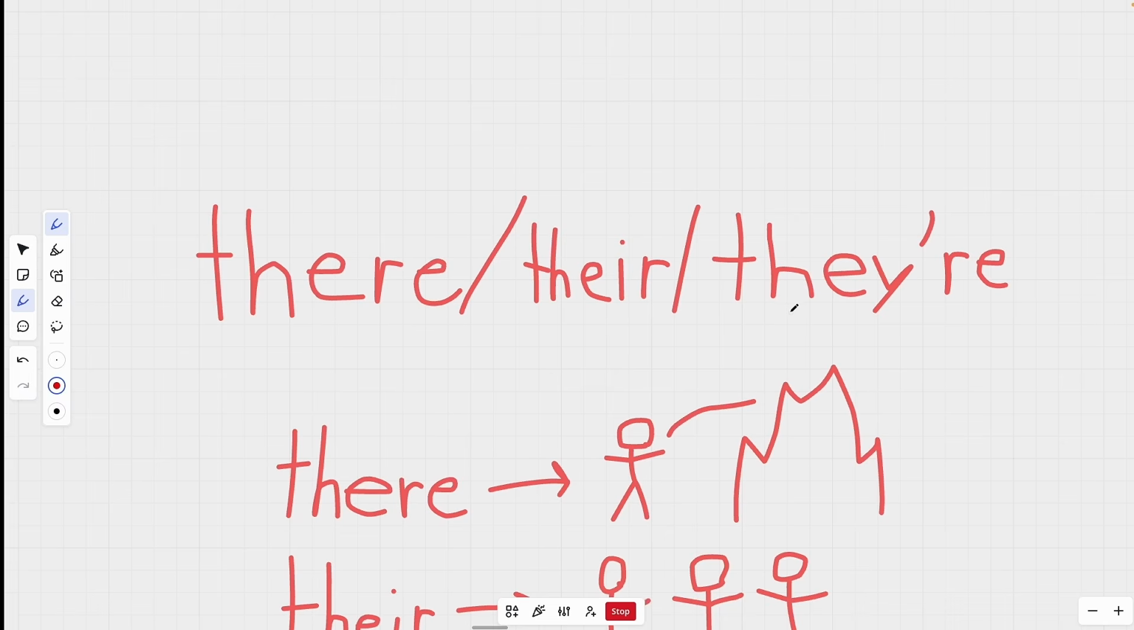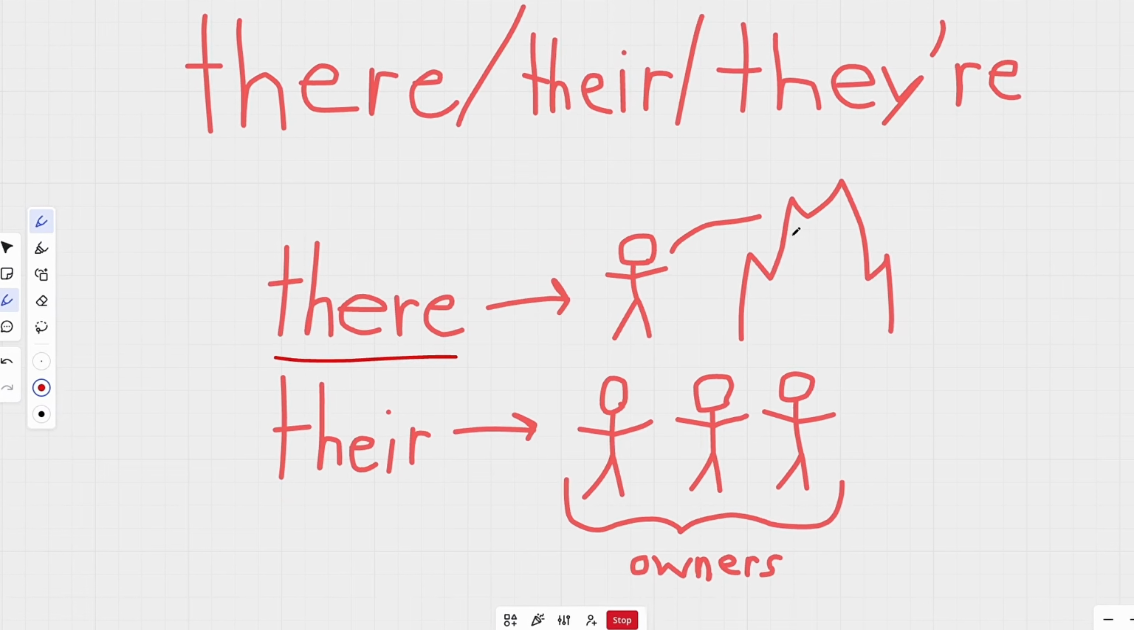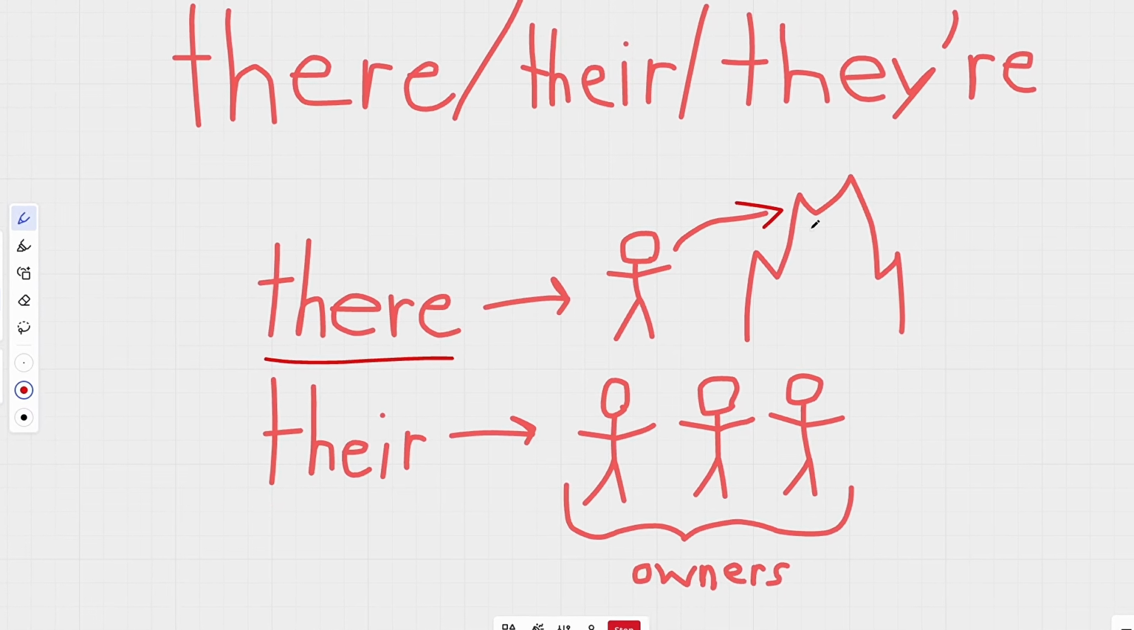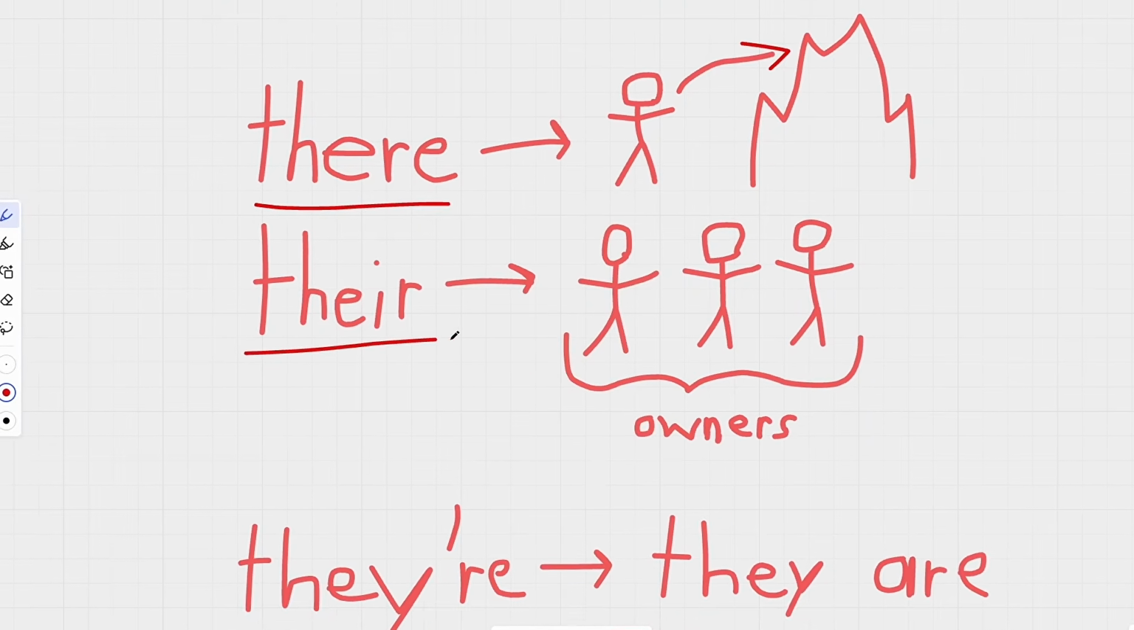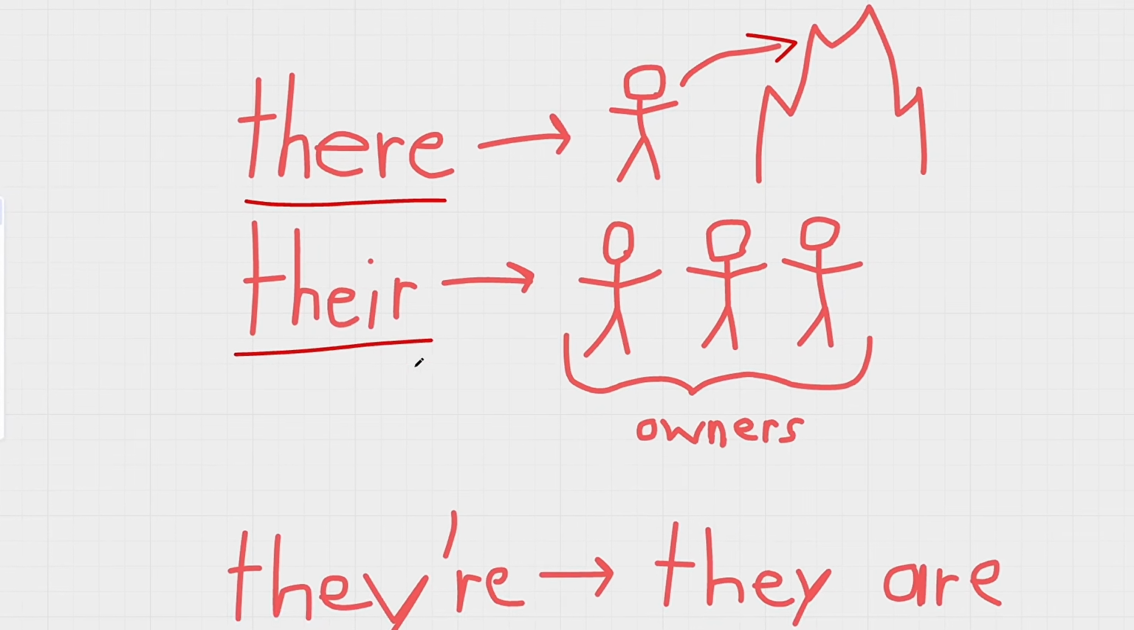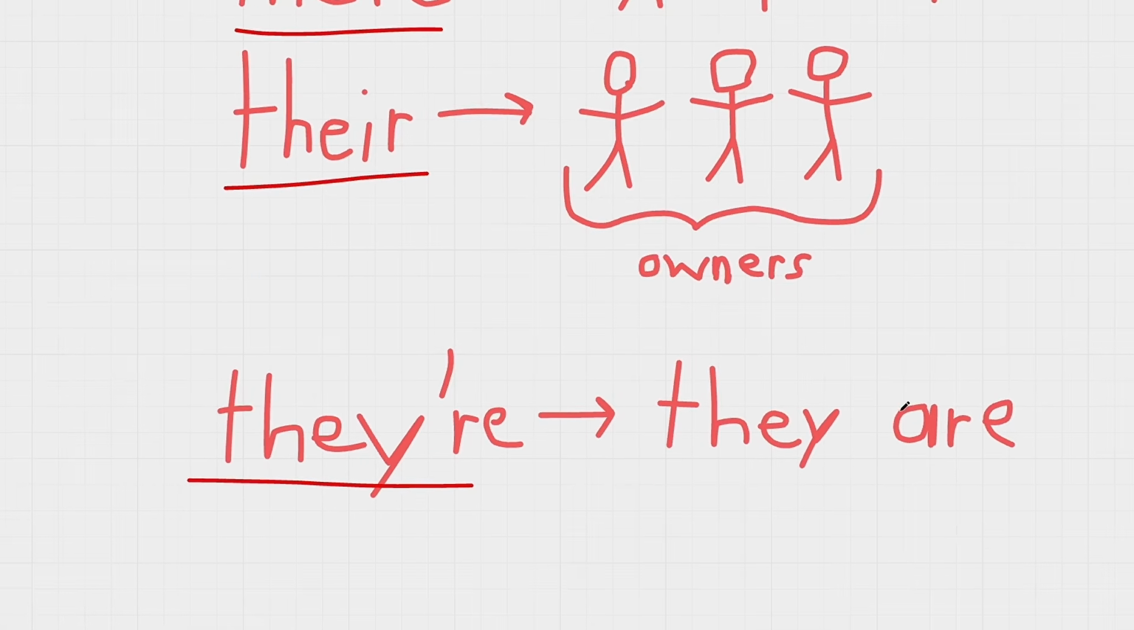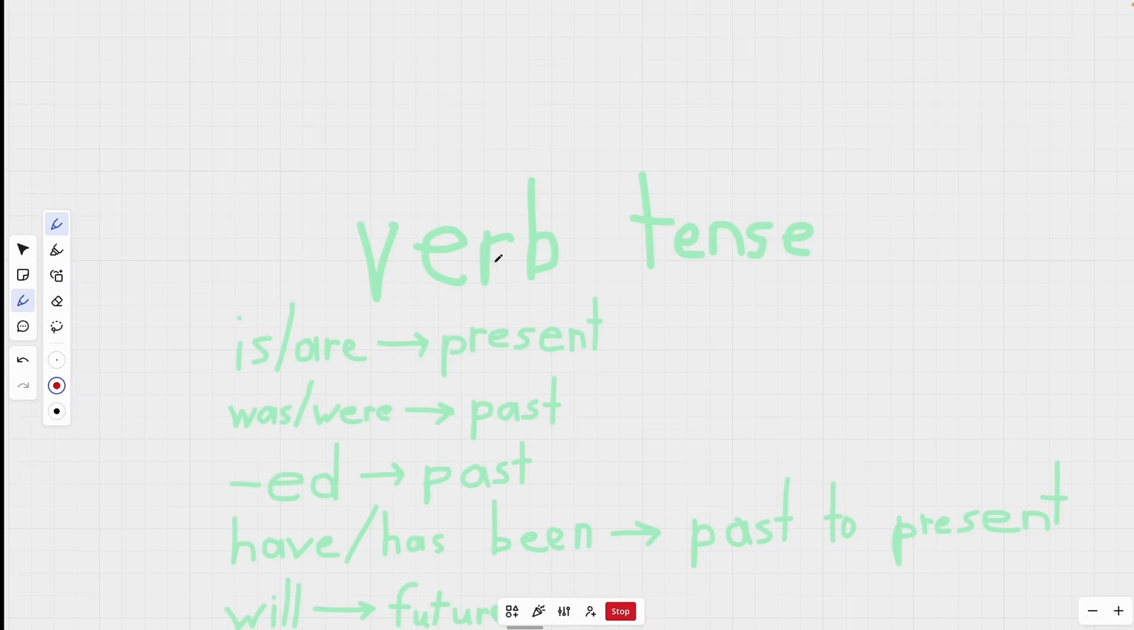There, like I'm pointing over there, for example, you're pointing to something far away. There is owners, like their backpacks, and then there is they're, as in they are. They are smart.